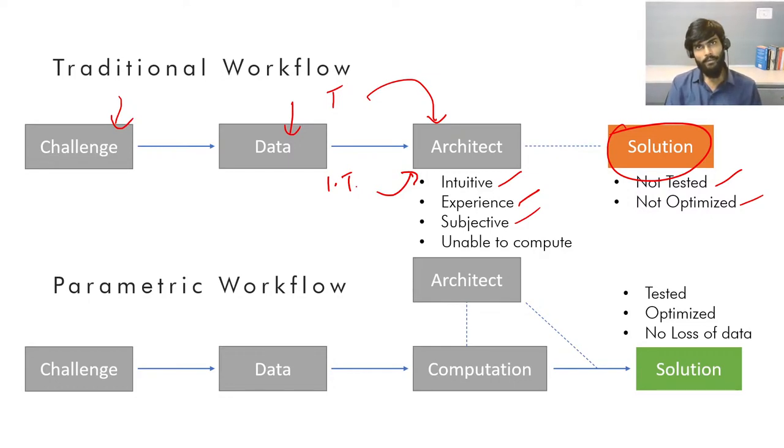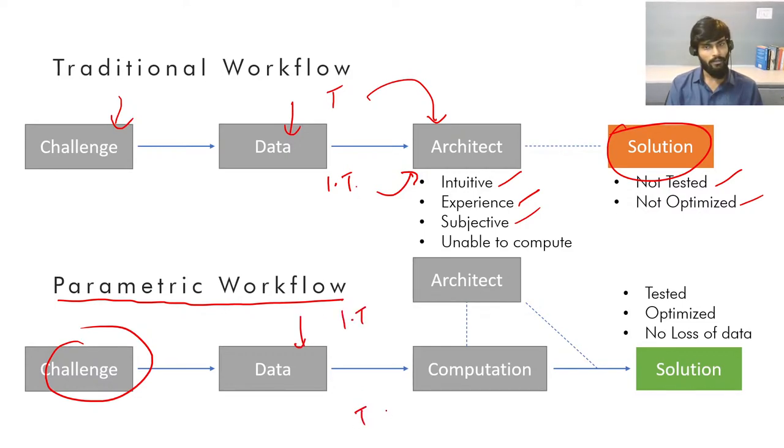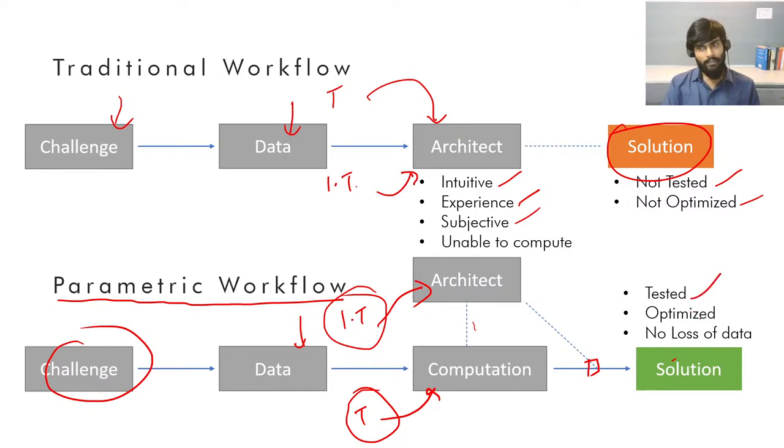Correct? Right? This changes with the parametric workflow. You get the challenge, you collect the intangible data, and you collect the tangible data. You feed the tangible data to the computer. You personally take care of the intangible data. And based on the fusion of both, a result is produced. If you're happy with the result, you can move forward with it. If you're not happy with the result, you can always come back, change the inputs that you have given, or change the outputs that the computer is giving you, and then come up with a new solution. And this particular solution is optimized. It is tested, and there is absolutely no loss of data.